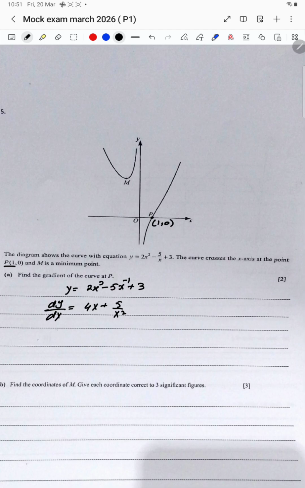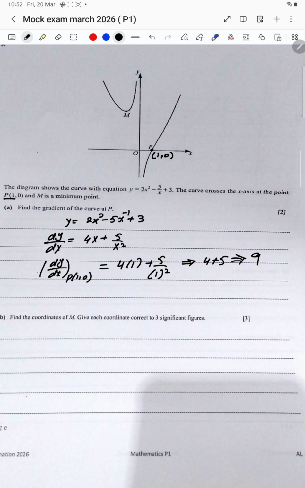Now replace the point, because we have to calculate the curve gradient at point P. P is 1 comma 0, so replace x with 1. We will see the answer. It comes to be 4 plus 5, that is 9. Very easy question.